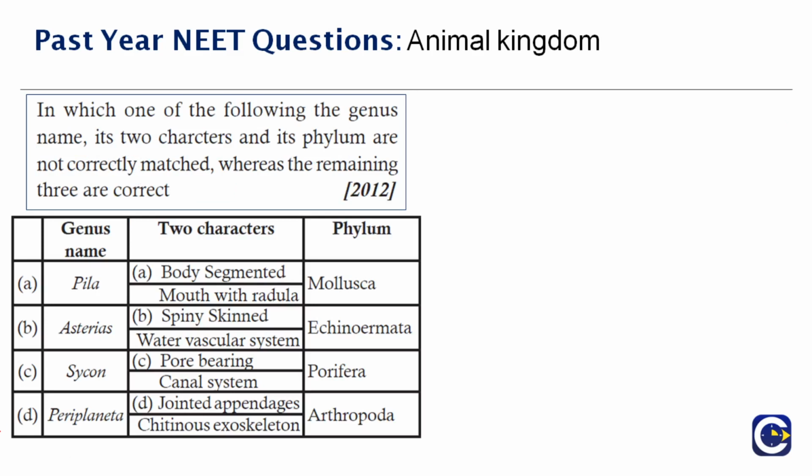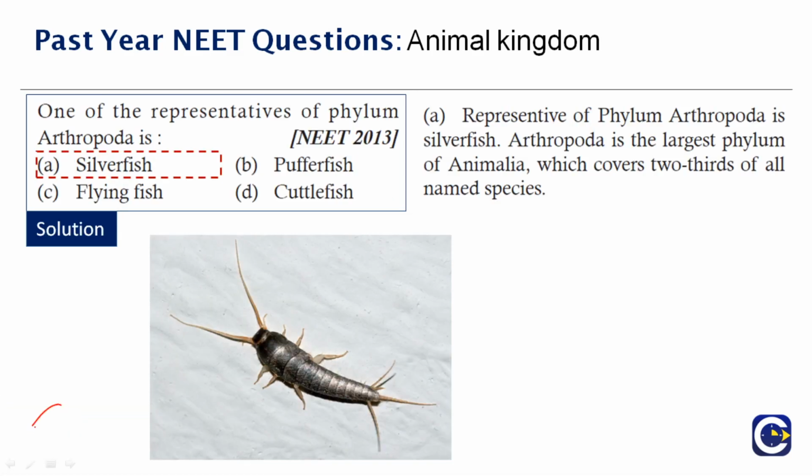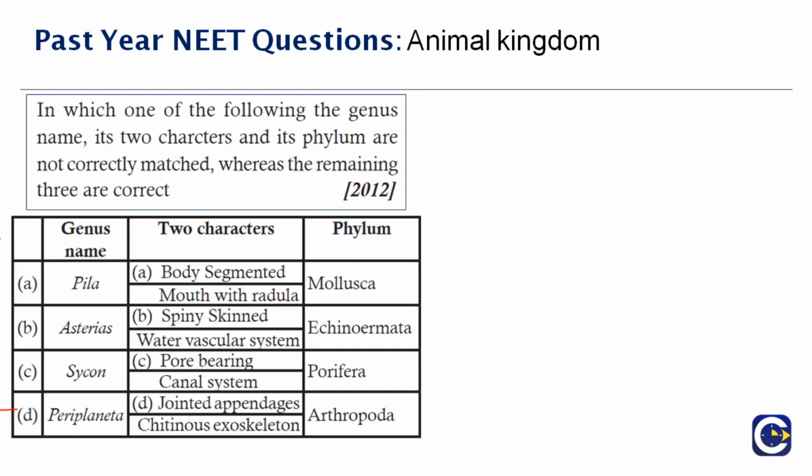Next question here. In which one of the following are the genus name, its characters and phylum not correctly matched? So which one is not matched correctly? Here you have 4 options, and we'll go one by one. The options are Pila, Asterias, Scolopendra and Periplaneta. Which one do you think is not correctly matched? So what do you mean by Pila? First we will go with that.